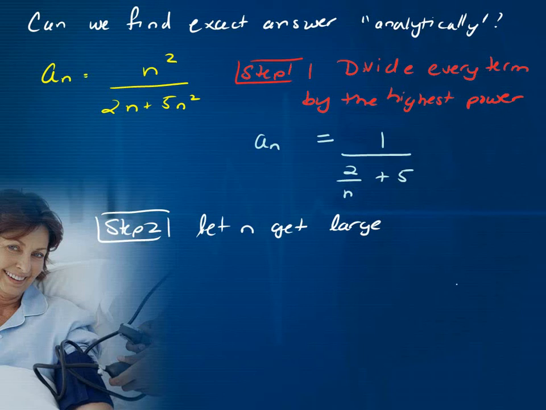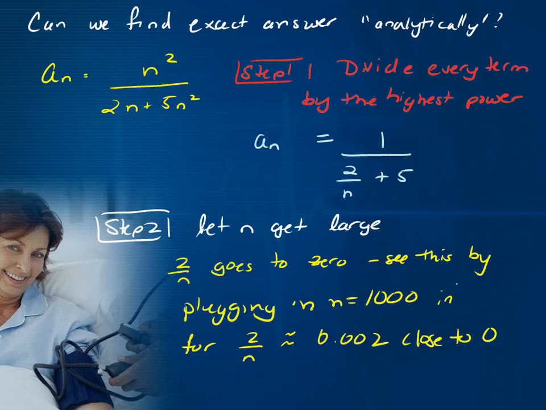I'm already jumping the gun here. Let n get large. 2 over n goes to 0. See this by just plugging it in. See it for yourself if you don't believe me. I'm named for St. Thomas. I don't believe anybody. So I have to see to believe. So you can plug it in if you want. I plugged in 1,000 and you see 0.002. You get something really small.